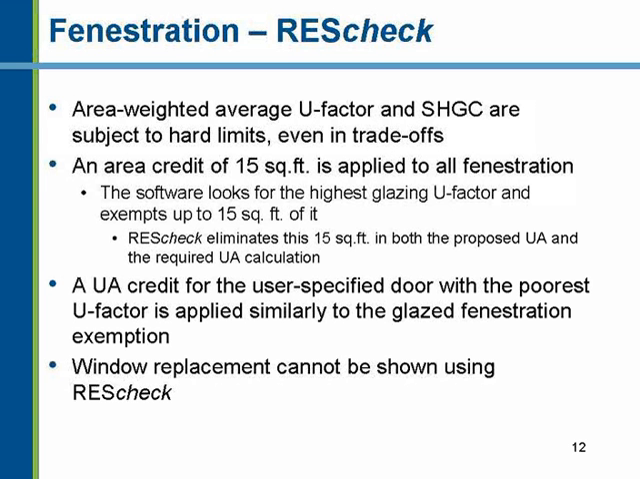REScheck also provides this credit of the 15 square feet. Now how this works is you will enter all your fenestration. REScheck will look at the highest glazing U factor and exempt up to 15 square feet of it. The same applies to the door. You will enter all your exterior doors and the applicable U factor for all of your doors. REScheck will look at the poorest U factor and exempt that one door from your compliance UA.